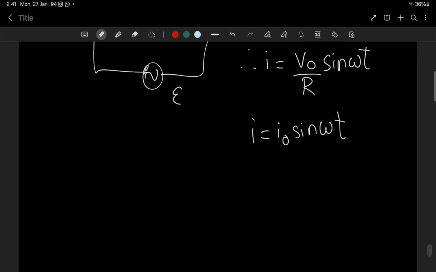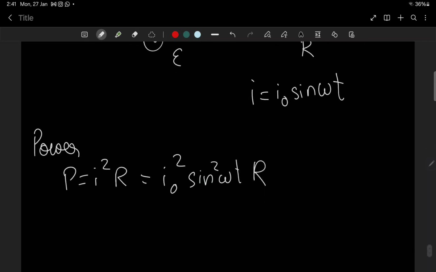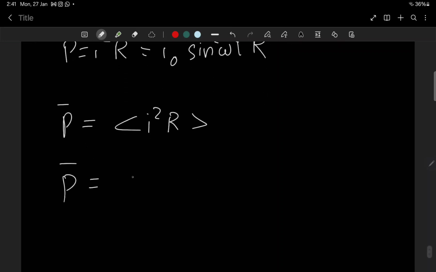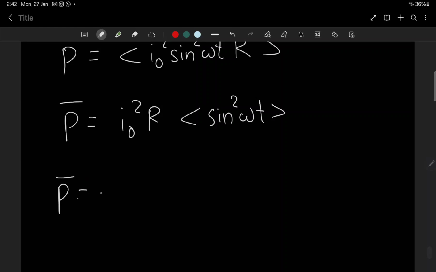Now, what's the power? Power equal to I square R, that's equal to I naught square sin square omega t into R. Now the average value is the average of I naught square sin square omega t into R. The average of sin square omega t is, not 1 by root 2, it is 1 by 2. So therefore power equal to I naught square R by 2. This is the average power.